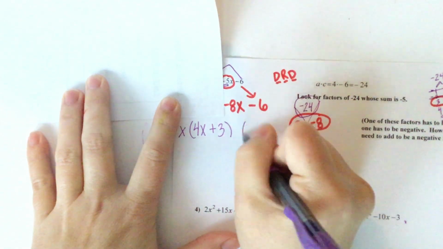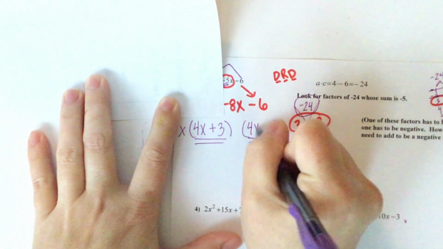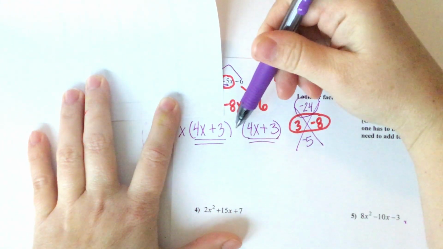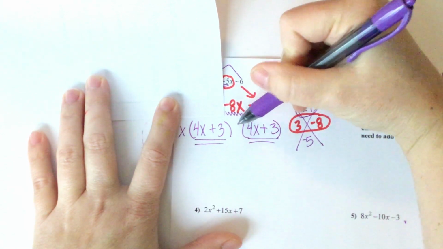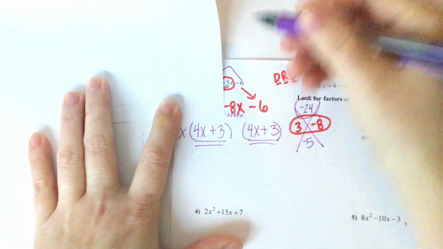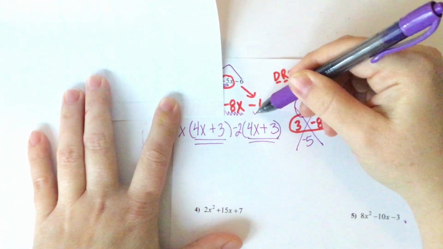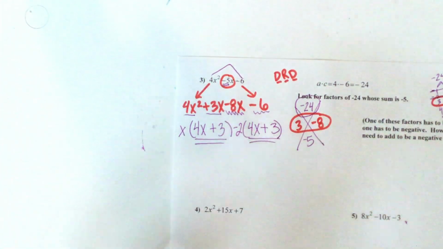But I'm going to cheat. Whatever I wrote here, I copy here. Can't look different. Don't make it look different. Now backtrack. What times 4x would make a -8x? A -2. And -2 times 3 makes -6. Okay, so it works. So I'm going to build my 2 sets of parentheses.